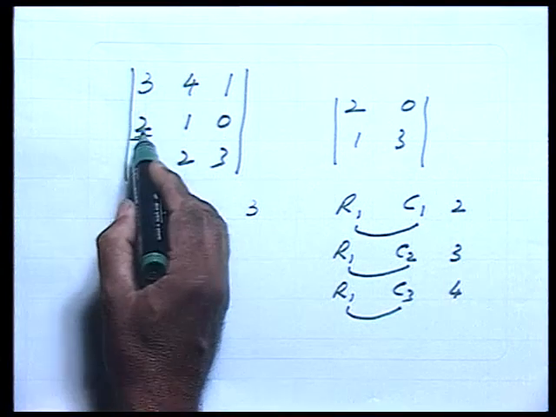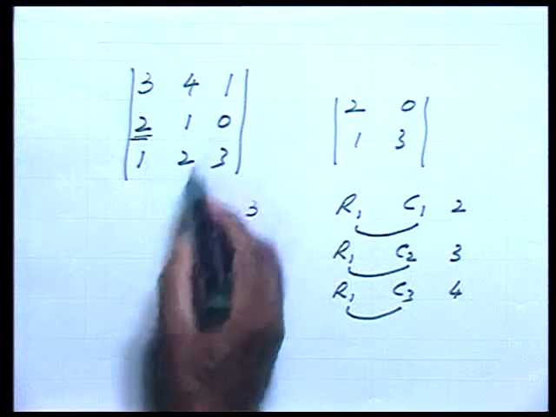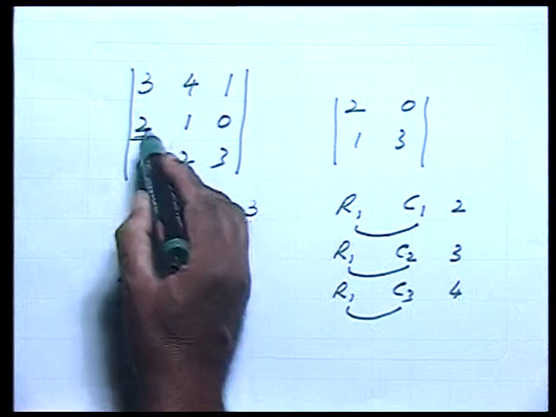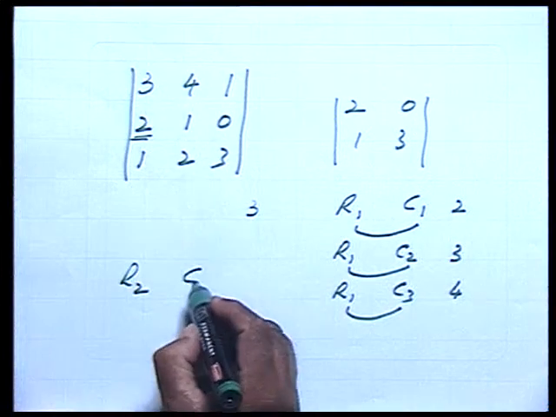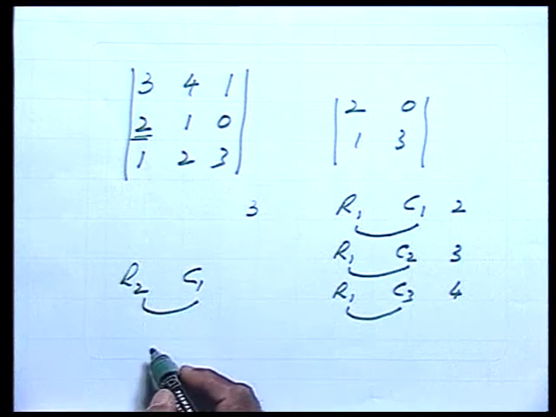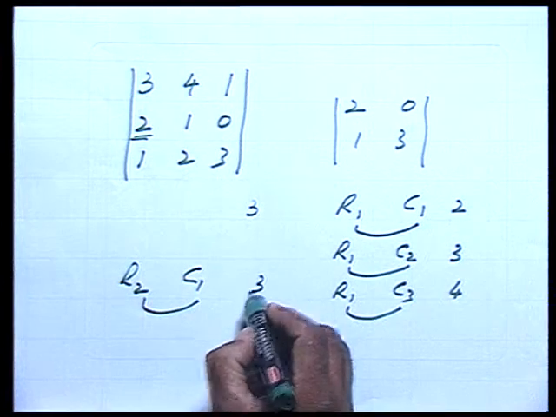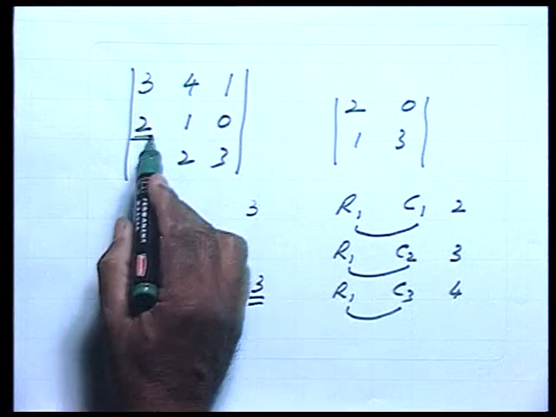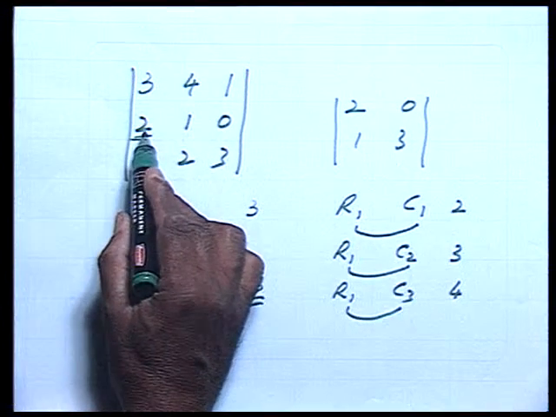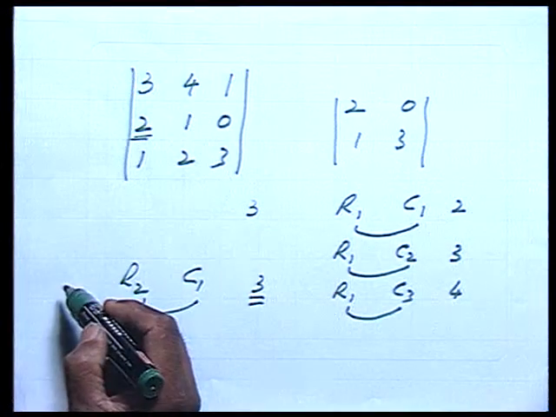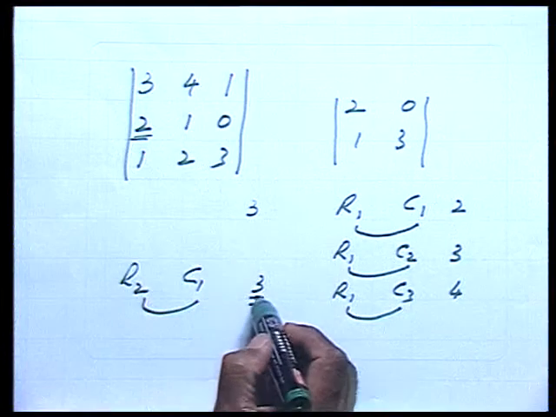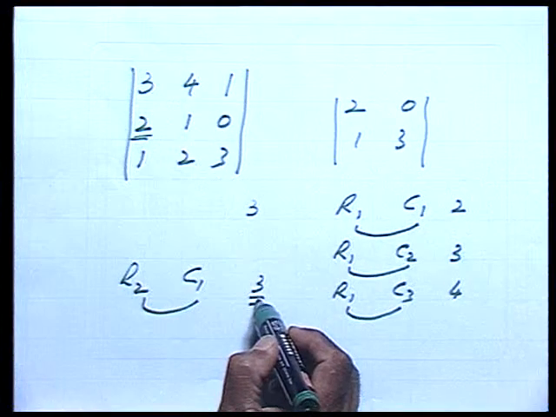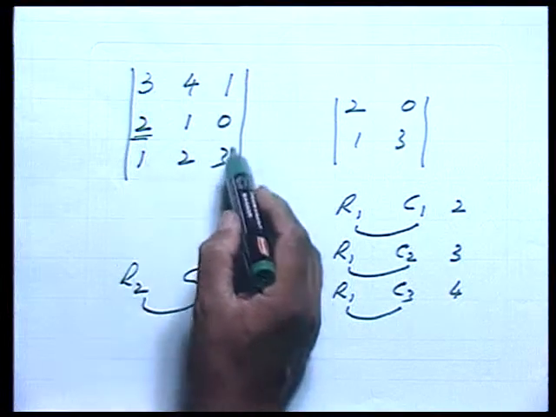Say for instance, we are writing the cofactor for 2. Now, this 2 belongs to which row? Second row. Which column? Column 1. What is this 2 and 1? 2 and 1 makes 3. This is an odd number. So, in case I am writing the minor for 2 and want to change it to a cofactor, then I must attach a negative sign.